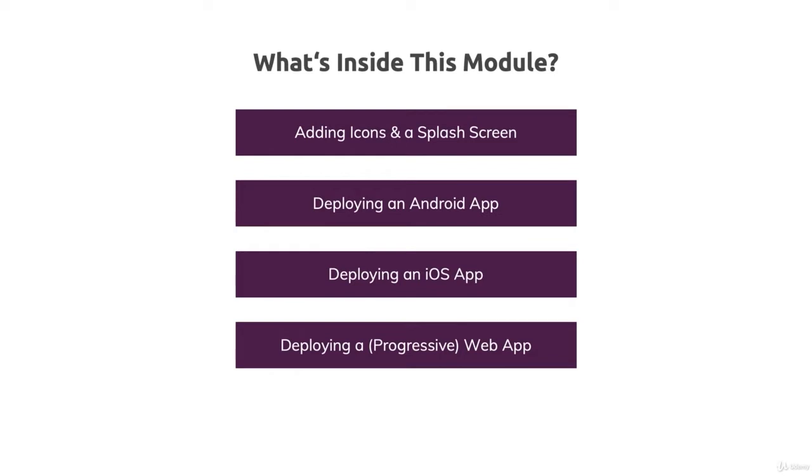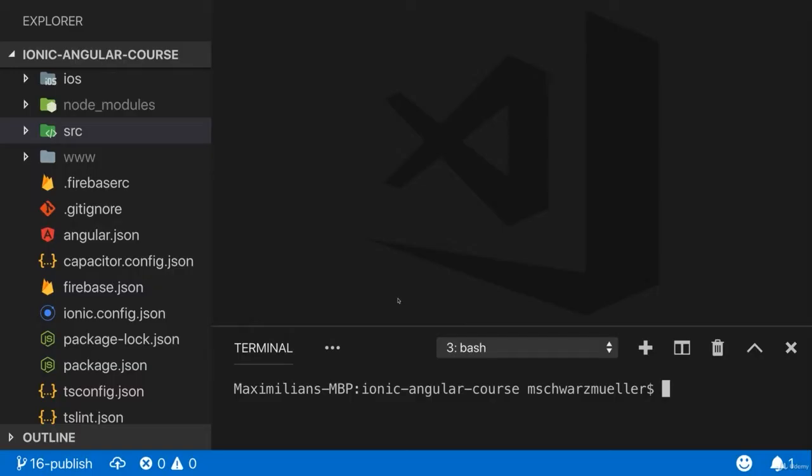We tested this app in the browser all the time. Well, obviously we did so because it is a web app and hence we can deploy it as such. And in this module we'll cover all these cases. So we want to deploy our app here as a native app. That is what I'll start with. And for these native apps, I want to have my own icons and my own splash screen.